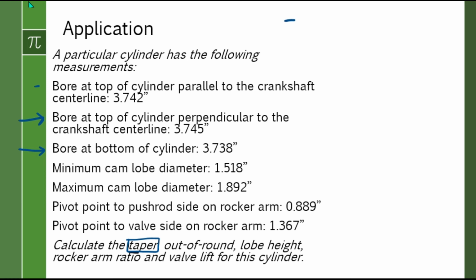So calculation 1, the taper of that cylinder equals 3.745, the top, minus the bottom, bigger minus little one, minus 3.738 inches. And that should give me a taper of 0.007 inches. Done.